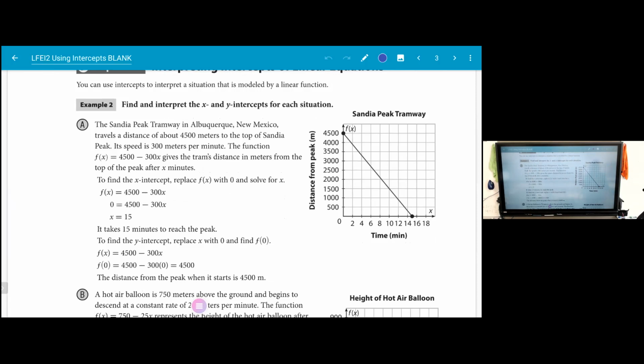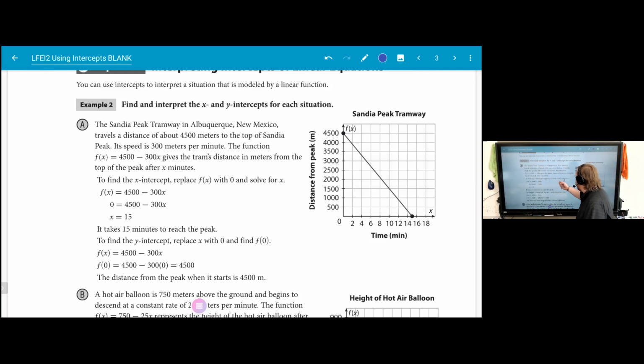The Sandia Peak Tramway in Albuquerque, New Mexico travels a distance of about 4,500 meters to the top of Sandia Peak. Its speed is 300 meters per minute. The function f of x equals 4,500 minus 300x gives the tram's distance in meters from the top of the peak. In other words, this is how far away I am from the peak to start. I'm on the ground, I'm 4,500 meters away. And now as I start going towards the peak, that distance closes until I get here.